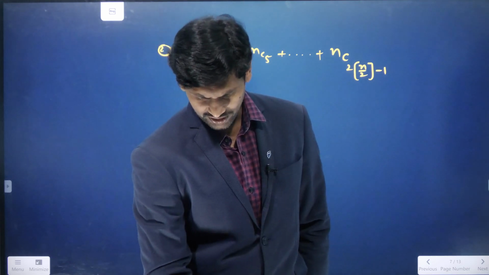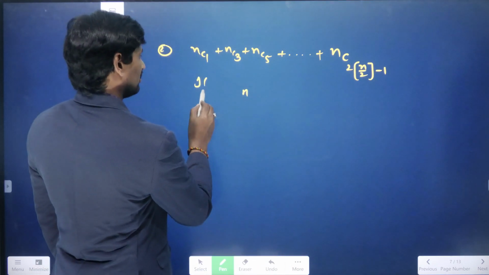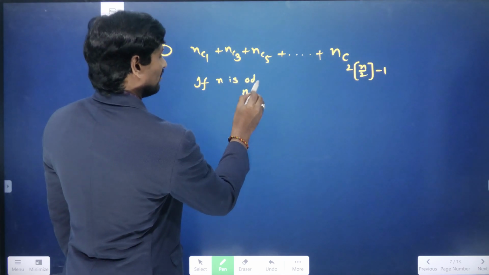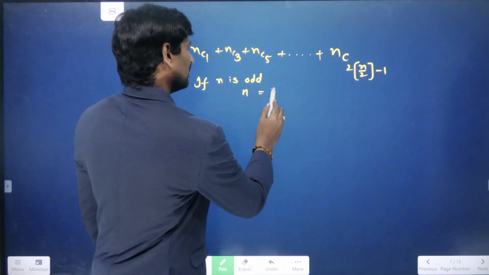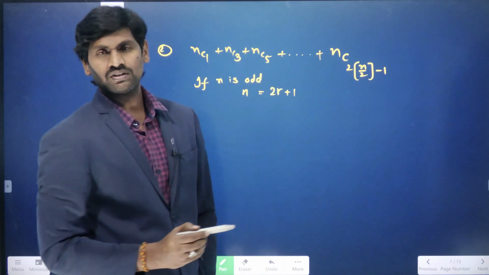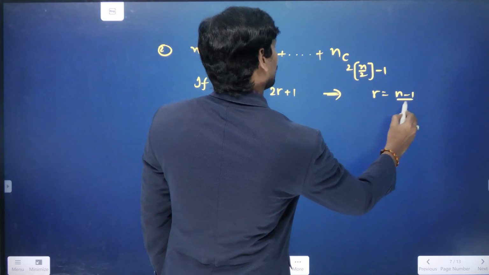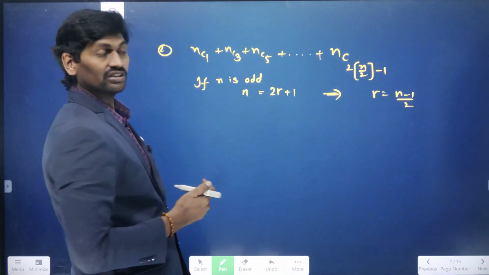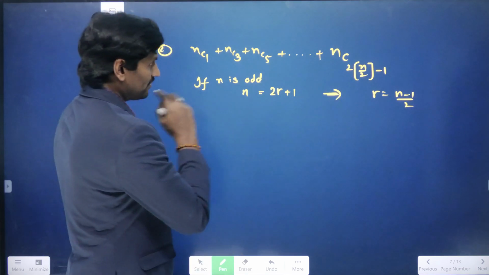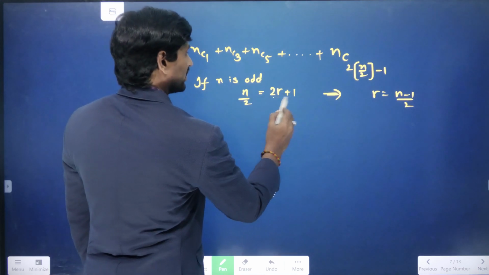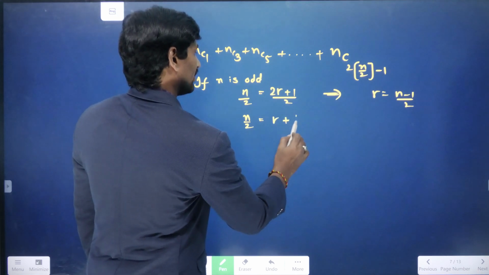So first of all, let us take the value as, if n is an odd number, then every odd number is in the form of 2r plus 1. Okay, 2r plus 1, 2a plus 1, whatever. So I am writing 2r plus 1. From this we can write r is equal to n minus 1 by 2. That means except r, I am transposing everything like this. But we want n by 2, so I am just dividing both sides by 2. So it will be n by 2 equals r plus 1 by 2.